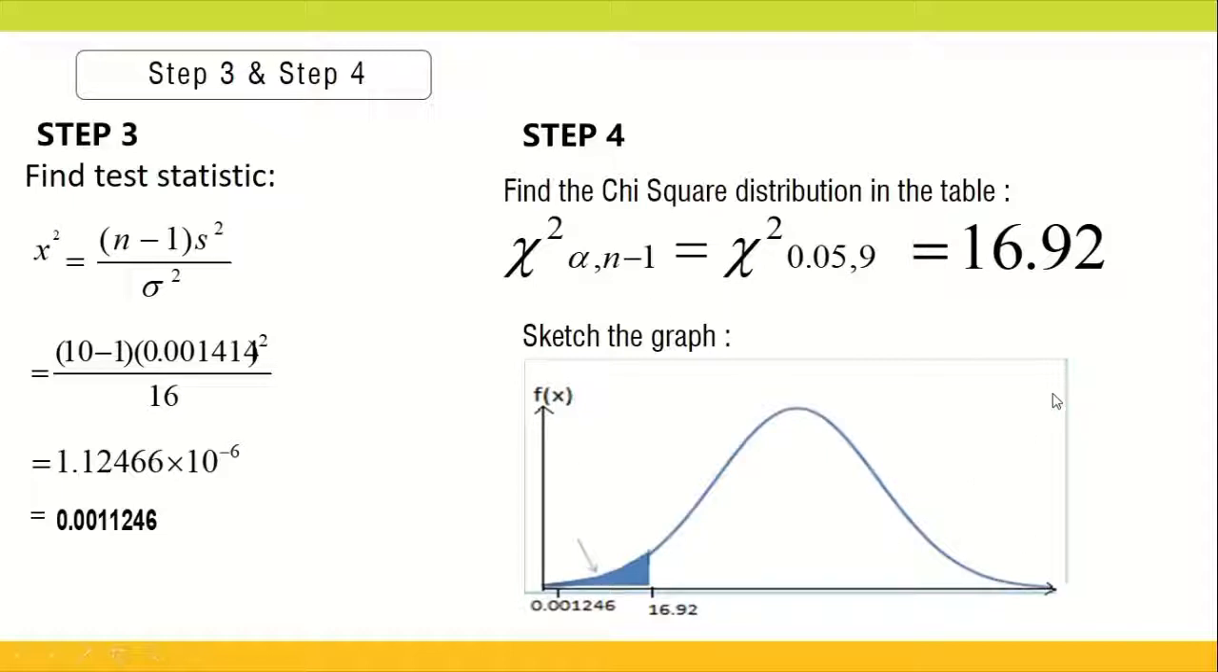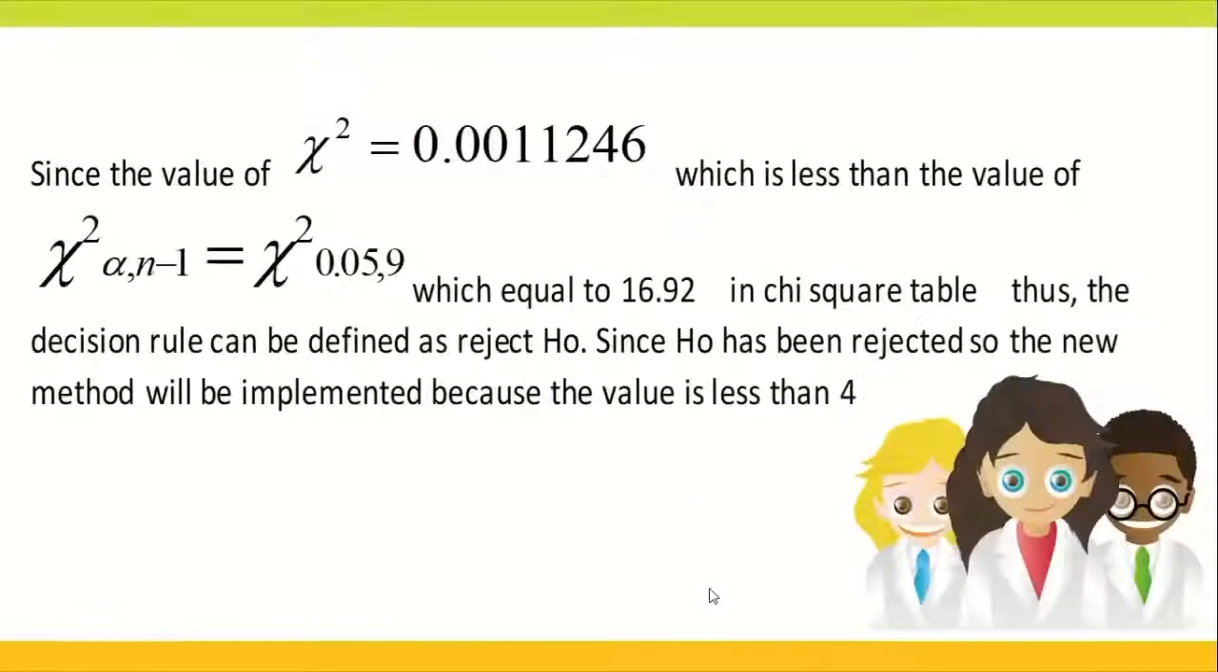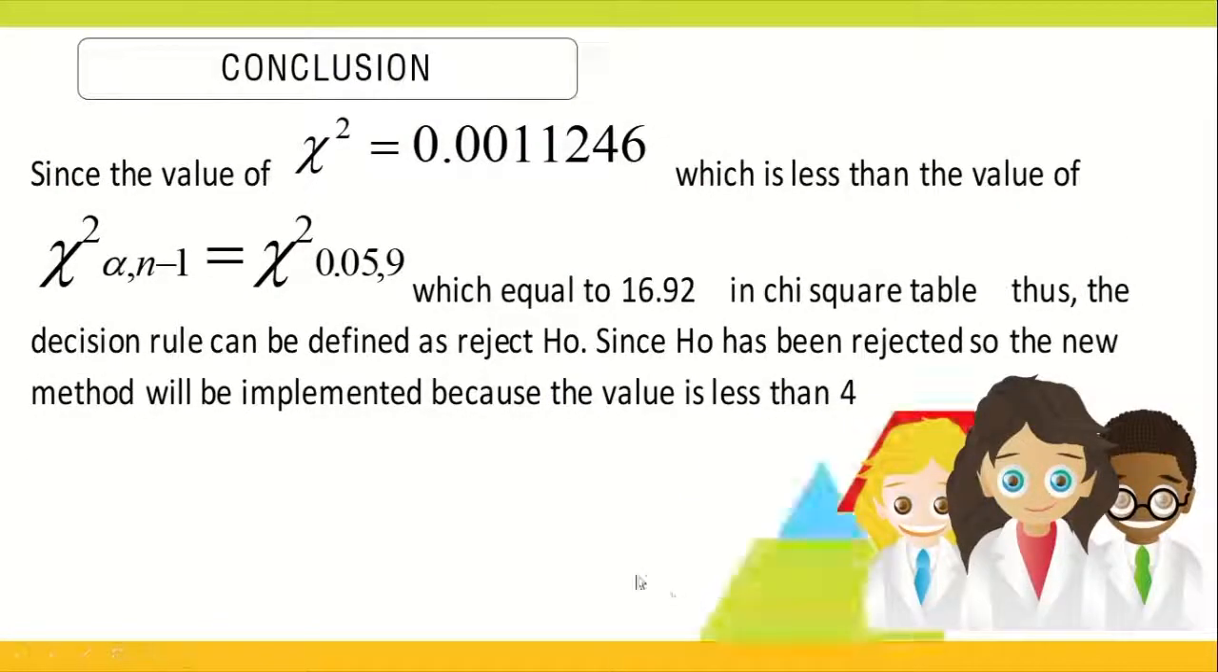The value of the test statistic that was manually calculated, which is 0.001246, is here, which is less than the value from the chi-square table, which is 16.92. So we can conclude that H-null has been rejected, and the new method will be implemented since the value is less than 4.